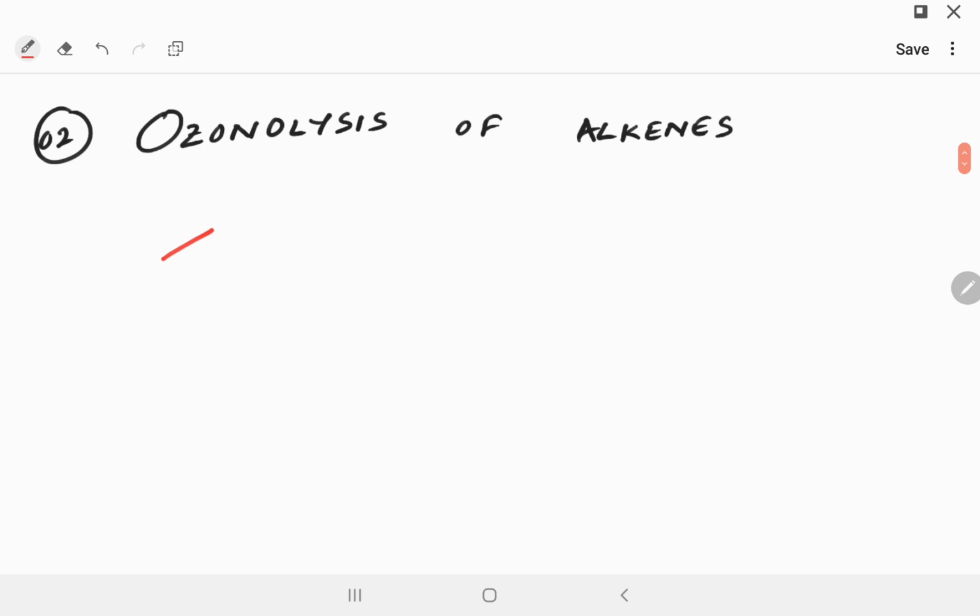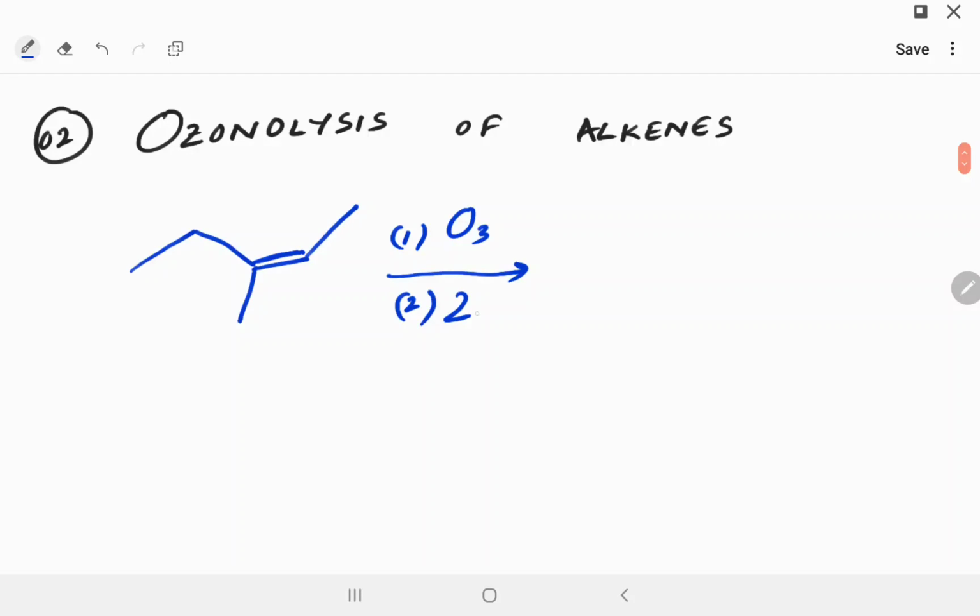So let's use one such alkene. All right, so I'm going to use an alkene like this. So this is my alkene, and then I'm going to use ozone as my reagent, so O3. And then of course in the second step you are going to need zinc. I hope that you guys remember the reagents.